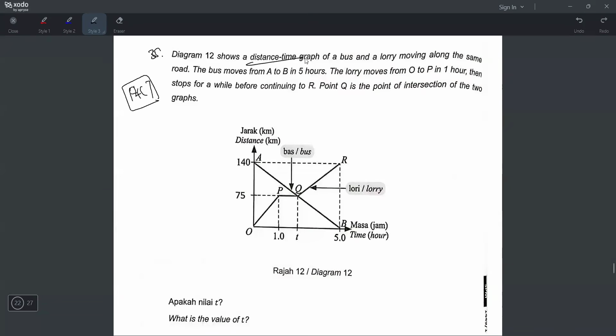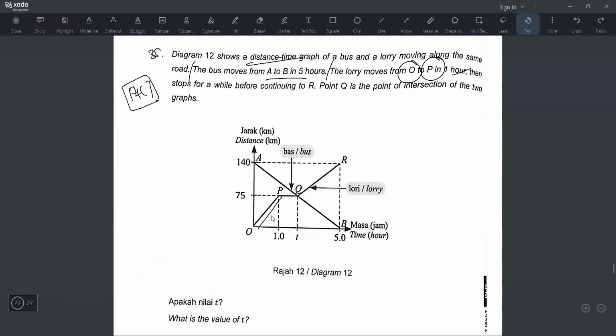Diagram 12 shows a distance-time graph of a bus and a lorry moving along the same route. That's why there are two lines. The bus moved from A to B in 5 hours. Let's check. A to B is this straight line, 5 hours, bus. They label everything nicely for me, even the arrow for the bus. The lorry moved from O to P in 1 hour.